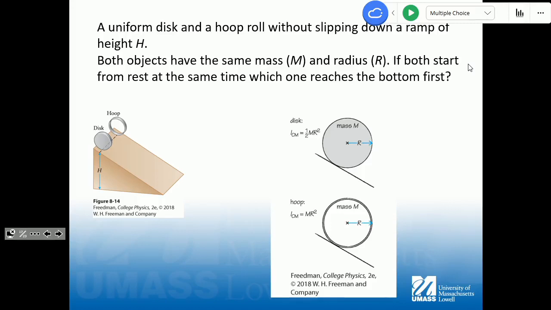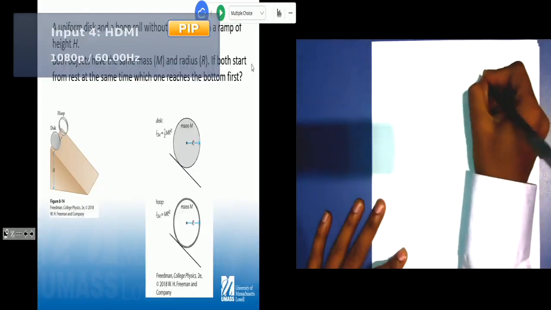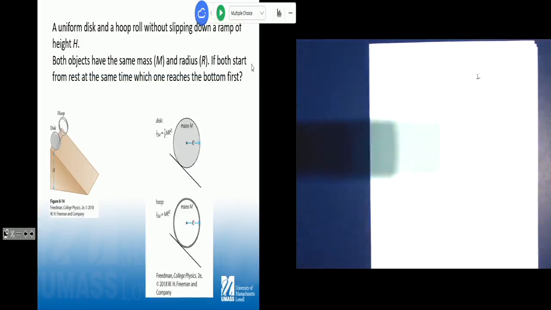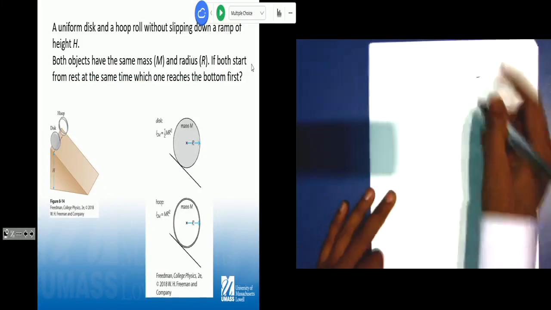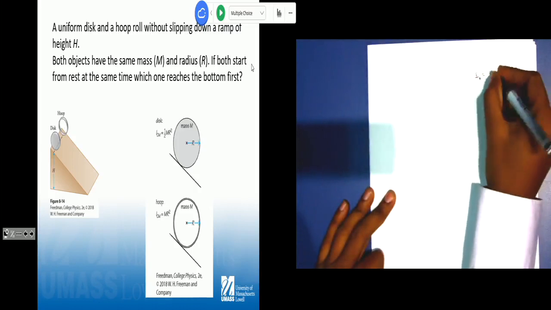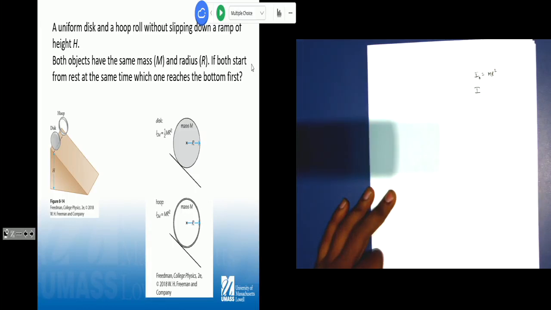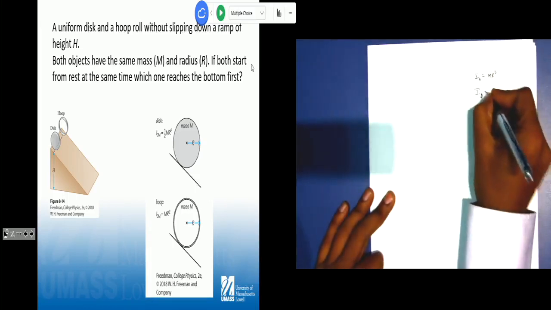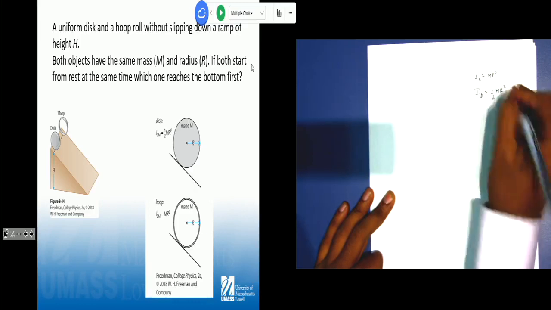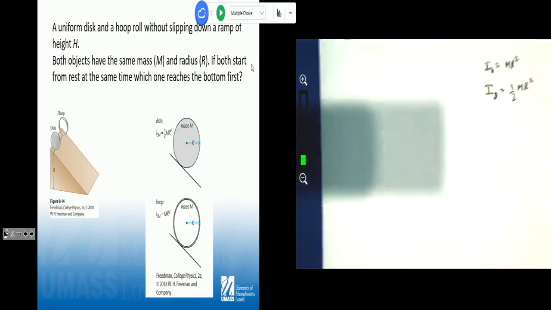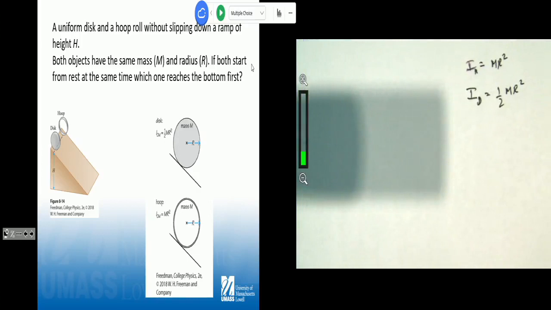And this question, like all these questions, will give you the rotational inertia. So this question tells me that the rotational inertia of the hoop, I hoop, is m r squared. The moment of inertia of the disk, I disk, is 1/2 mr squared. Right? And this should make sense. The hoop has a greater moment of inertia than the disk, right? Mass is concentrated further away.